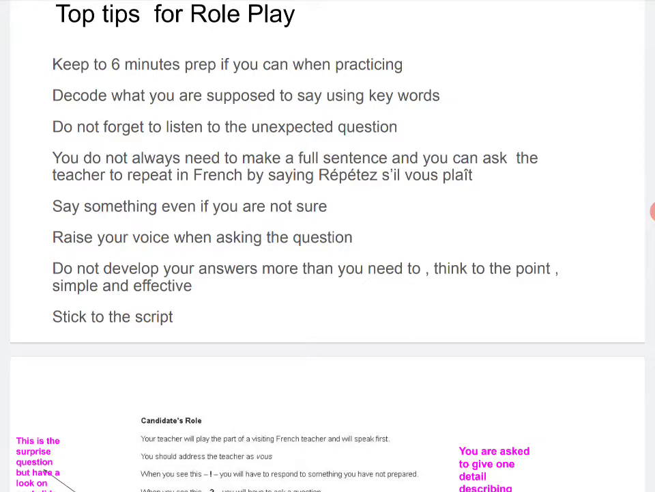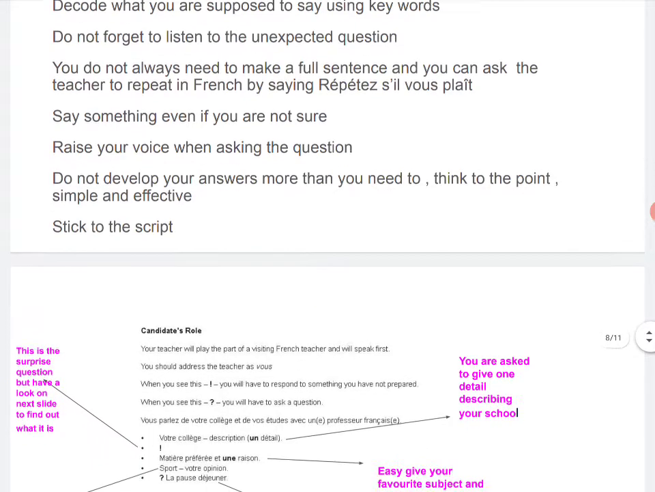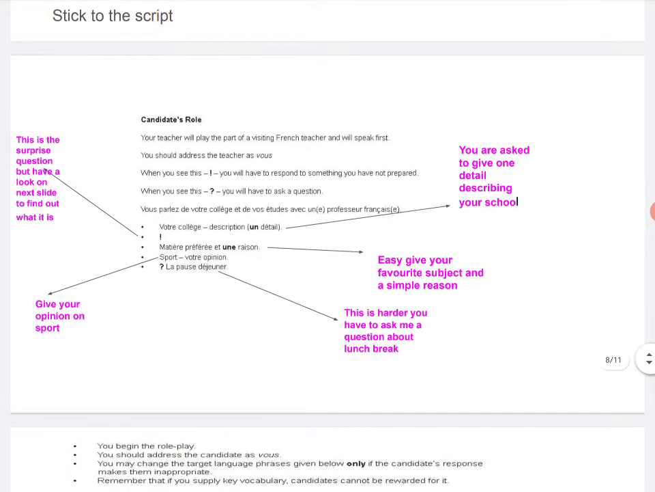You also need to raise your voice when asking the question. And as I said before, do not develop your answers more than you need to. Think to the point, simple and effective, and stick to the script. So this is an example of a role play where I've helped you a little bit to decode it.